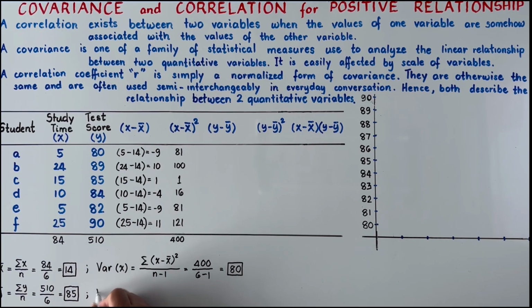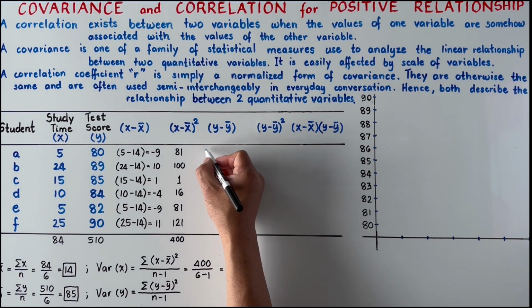Also, we can compute for the variance of the variable y here. And the formula for the variance for the variable y is the sum of the square deviation for every value in y from its mean, divided by n minus 1.